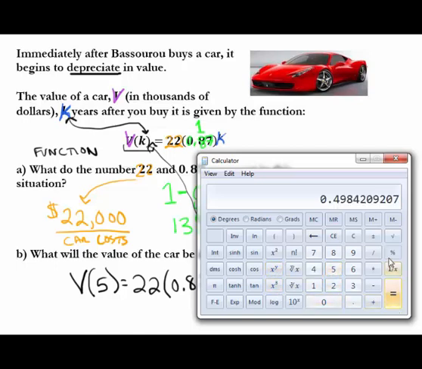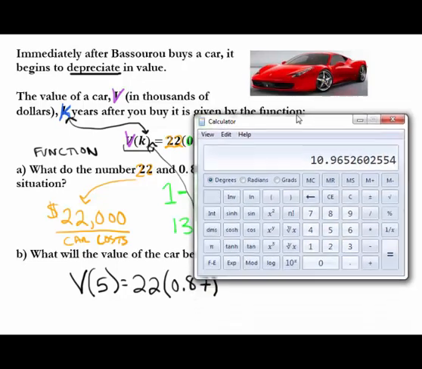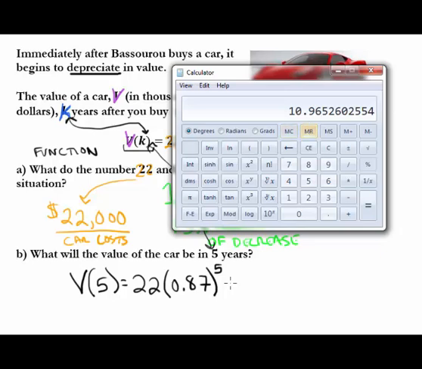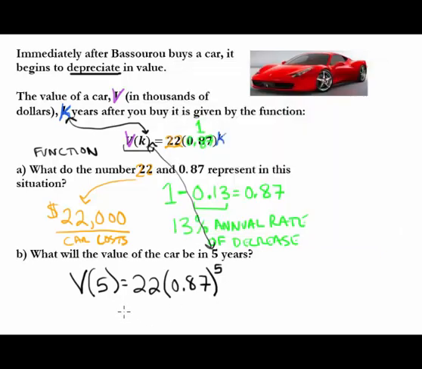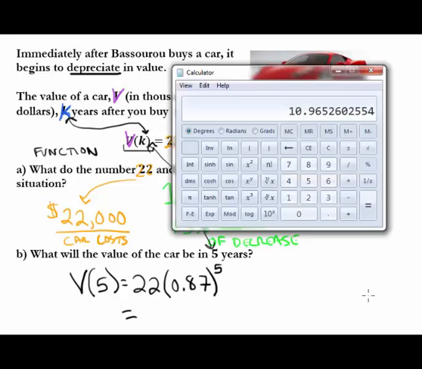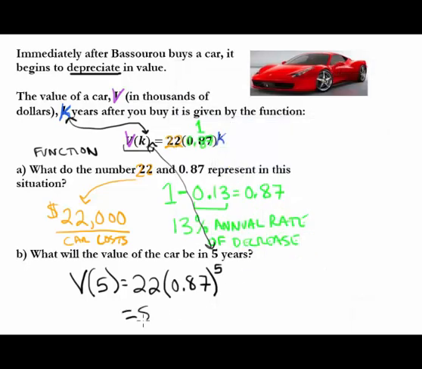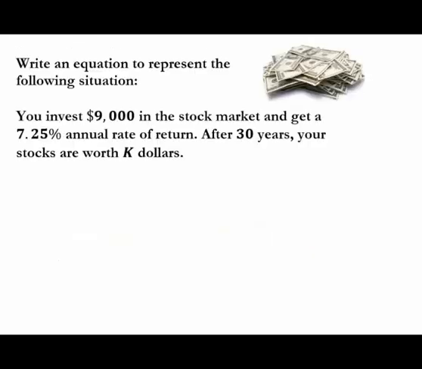Plug that in your calculator, and that makes sense. It gets smaller and smaller. And I can multiply that by 22,000. I'm just going to multiply it by 22 here, and that's going to tell me how many thousands of dollars this thing is worth now. So the answer is that after 5 years, it was worth $10,965. Okay, let's take a look at one more example.